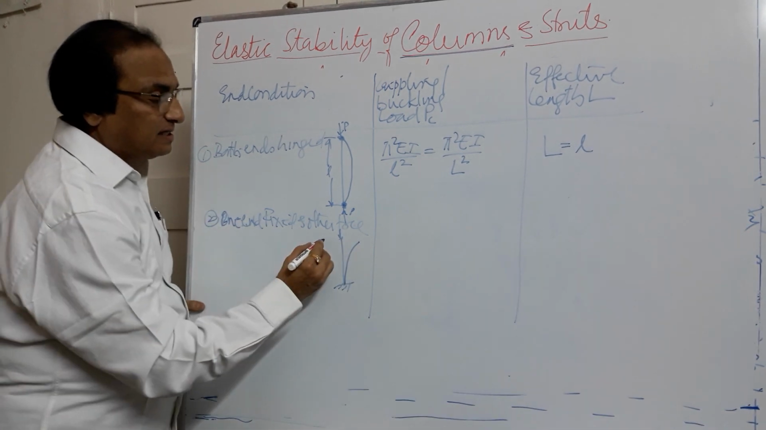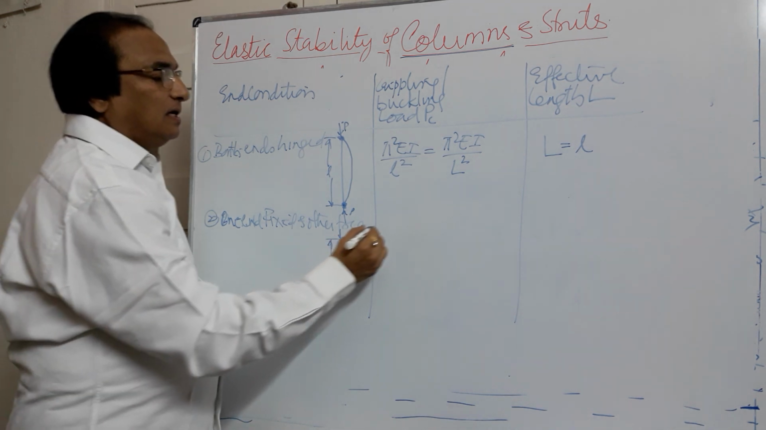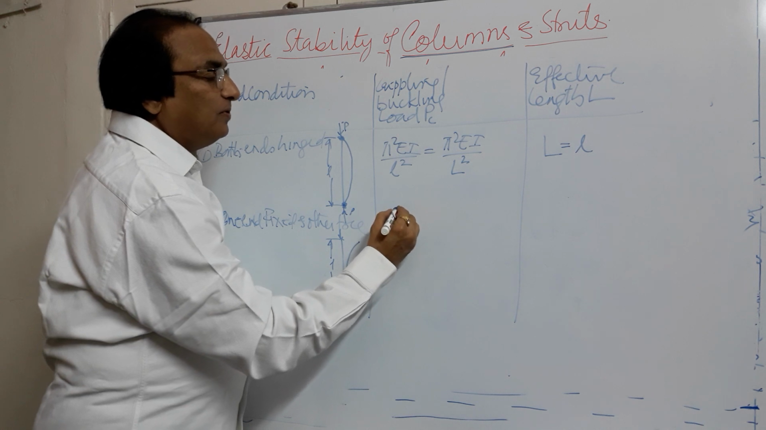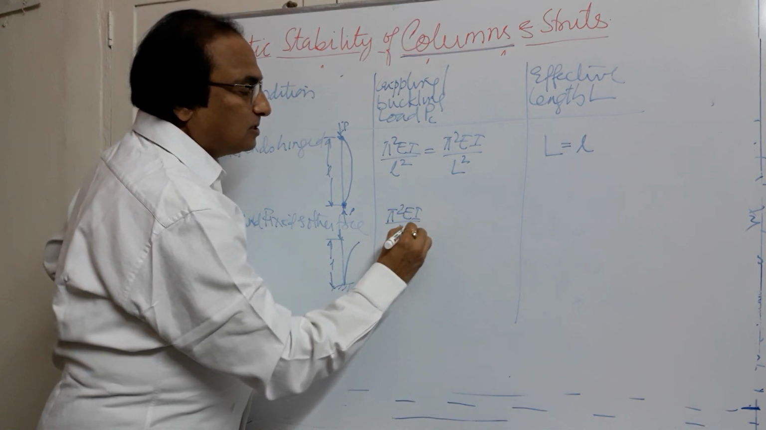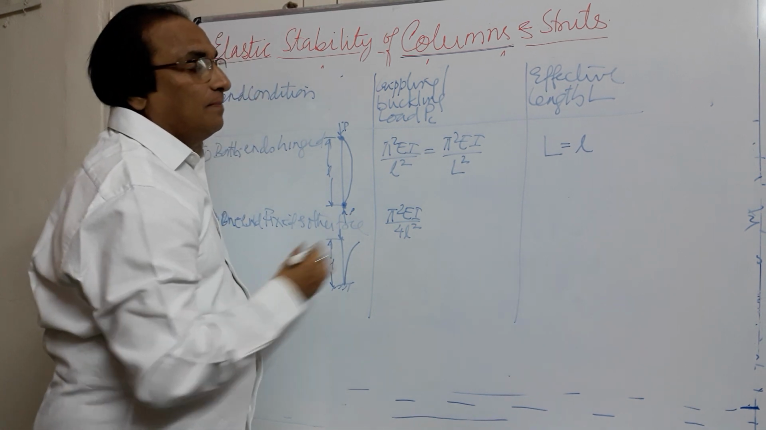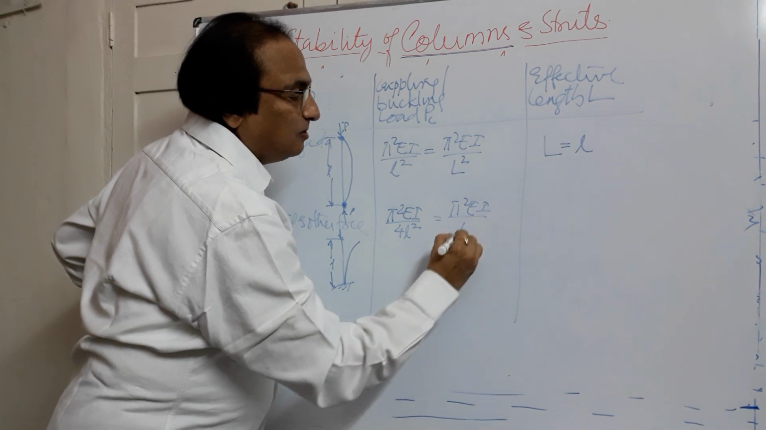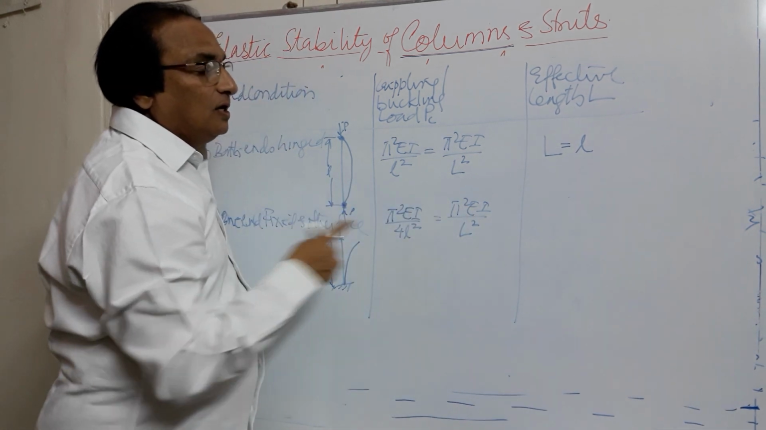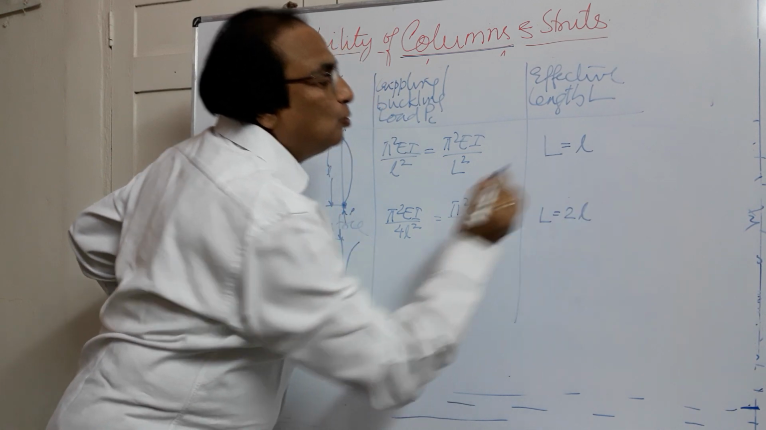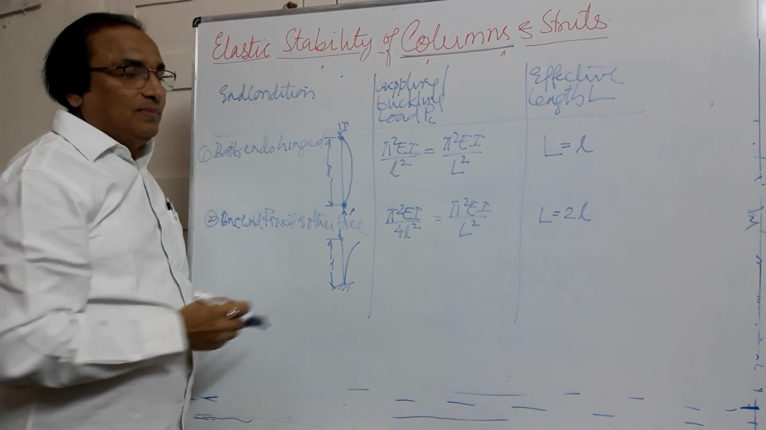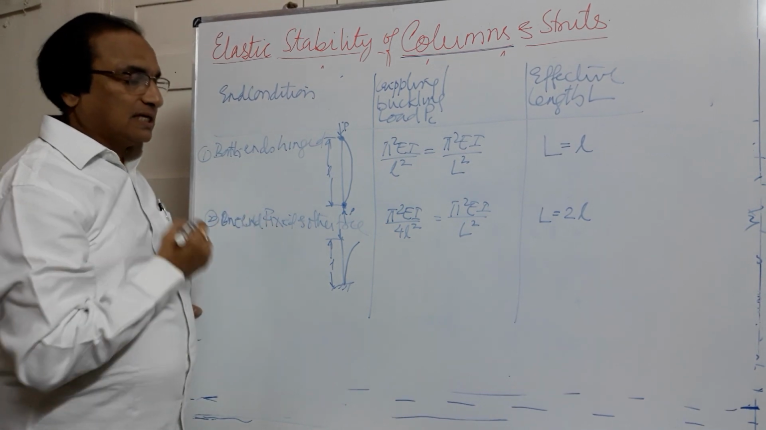If this is the case, if L is the actual length of the column, the formula which is derived we will be getting as pi squared EI by 4L squared. But our actual formula is pi squared EI by L squared. We are using the general formula here. In that case, L here will be equal to 2L, which means the effective length will be twice the actual length. So this is the second condition.